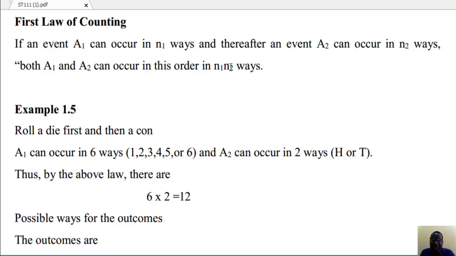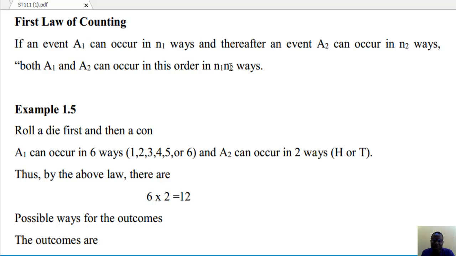Now, first law of counting: if an event A1 can occur in N1 ways, and an event A2 can occur in N2 ways, both A1 and A2 can occur in N1 times N2 ways. For example, if you roll a die once, then you toss a coin. You have two events: rolling a die and tossing a coin. How many outcomes can you get? How many ways can they come up?